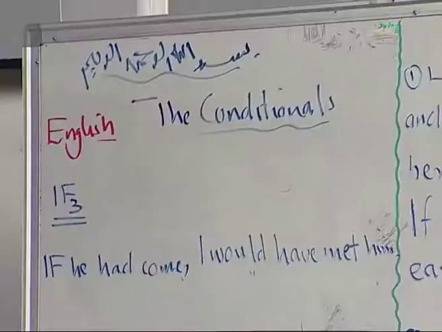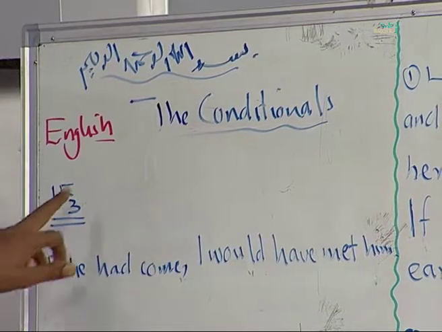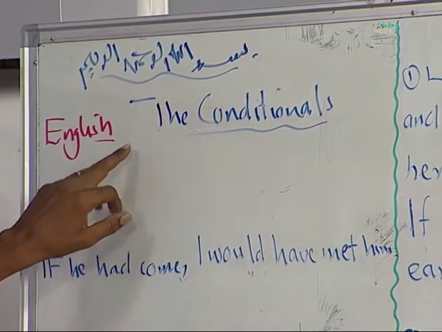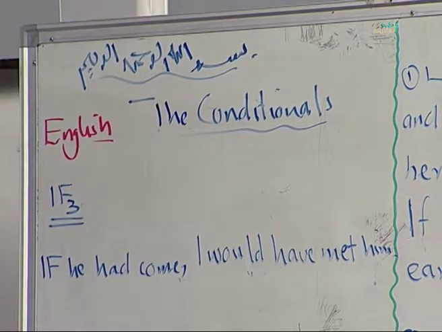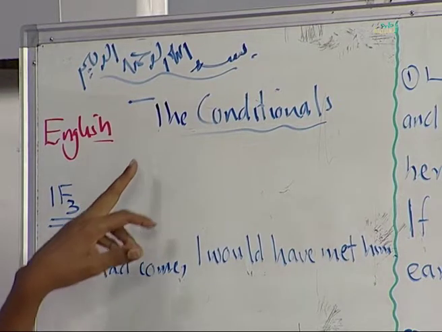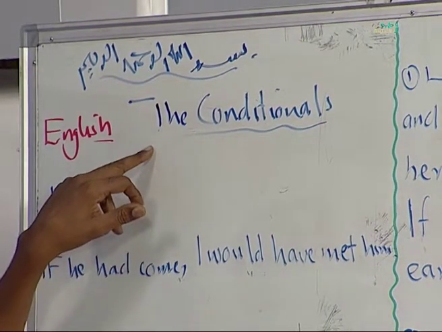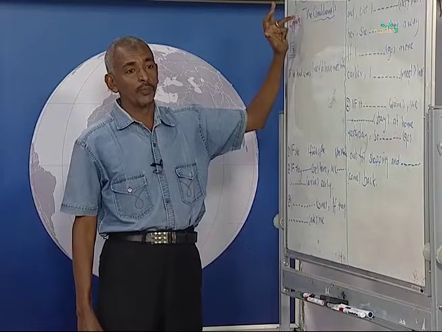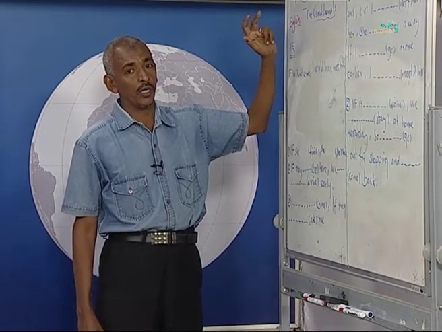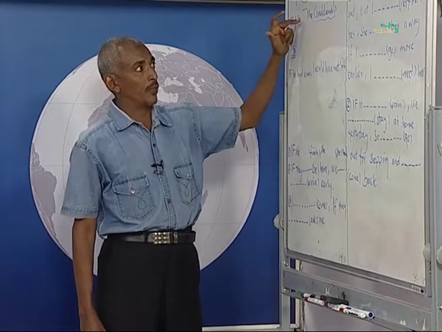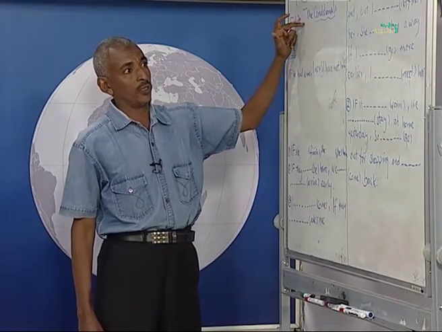Conditional 3, or if 3. Now we are going to continue our work according to where we stopped. To remember, we have said that there are 3 types of conditionals. The first type, we call it F1. The second type, we call it F2. And the third type, which we are going to have today.